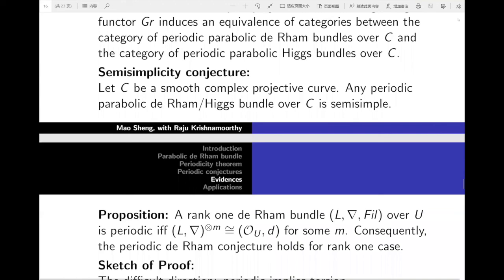Decompose into rank one. Oh, yes. No, so when it's rank one and it's periodic, it must be torsion.